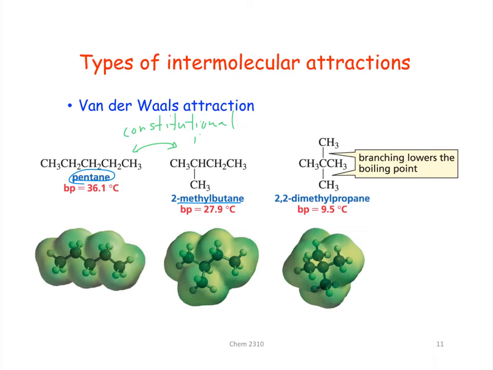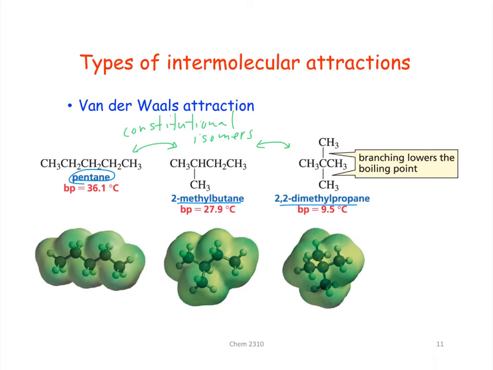Constitutional. We talked about conformers earlier. Isomers, right? And here's another one. Look at that, 2,2-dimethylpropane. That's another constitutional isomer. All right? So they all have the same number of carbons. They all have the same number of hydrogens. So they have the same mass.